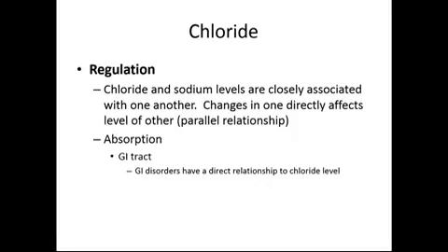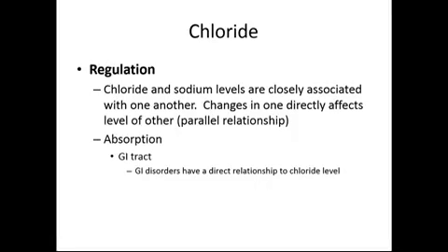Chloride and sodium are closely related to one another, because changes in one directly affect changes in the other. We've talked all along about inverse relationships where when one goes up, another goes down. That's not the case for chloride and sodium. They have a parallel relationship. If sodium increases, so does chloride. And when sodium decreases, so does chloride, because they're oftentimes bound together, and so that would make sense.